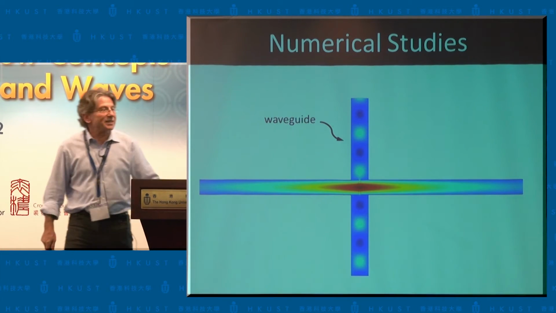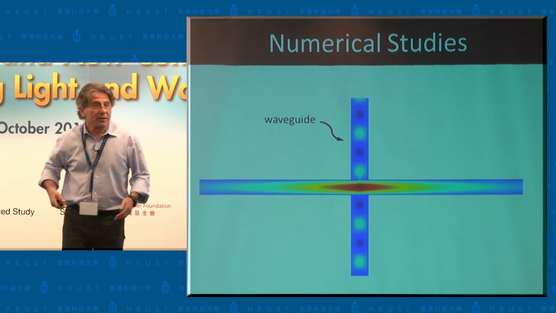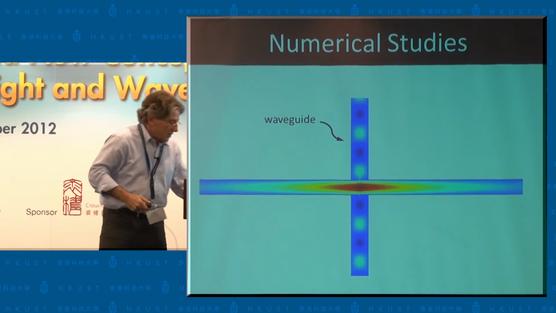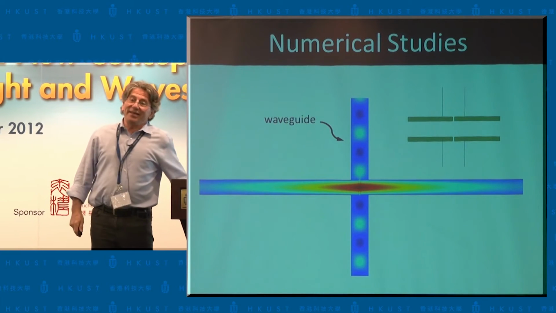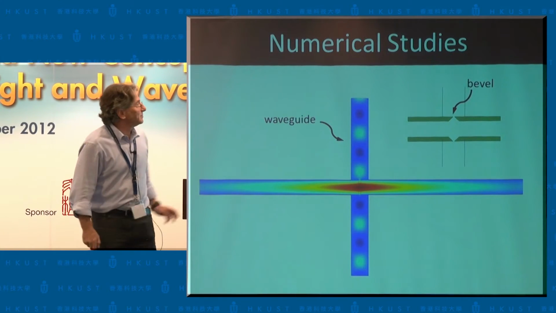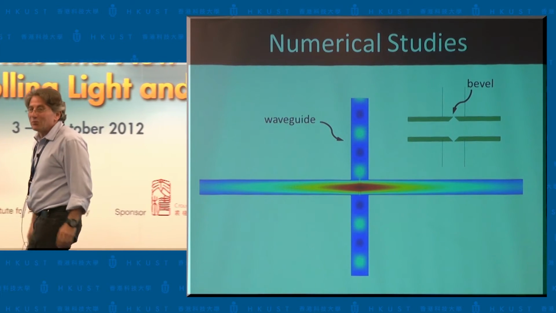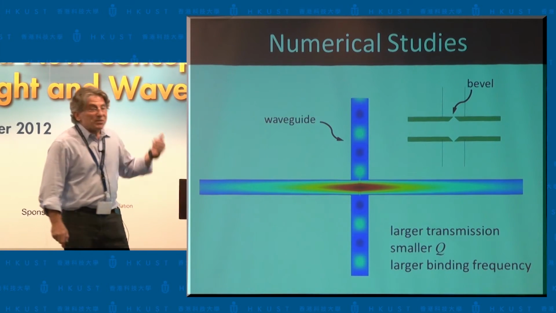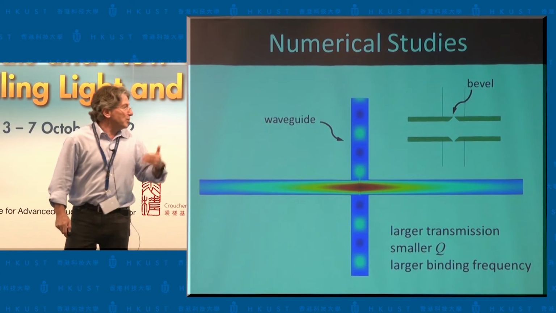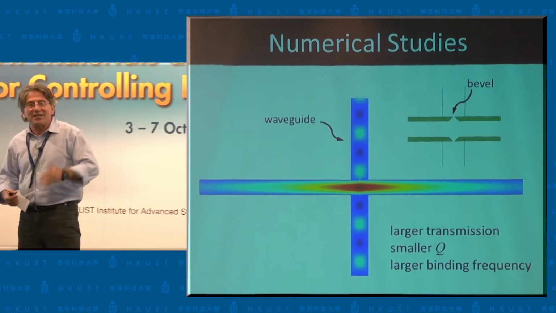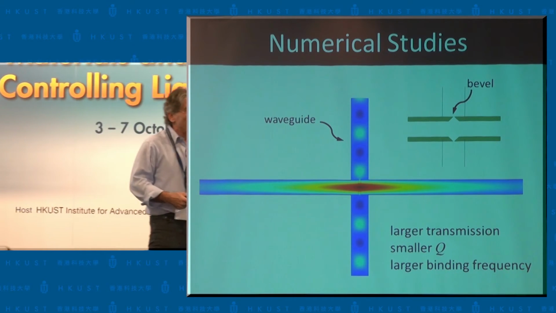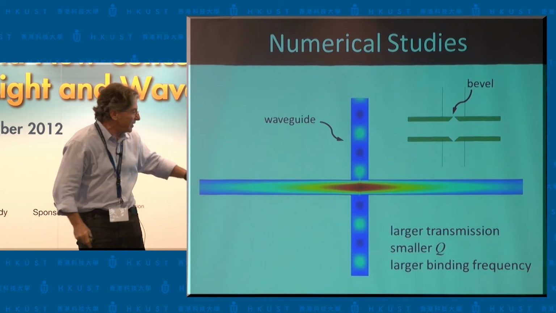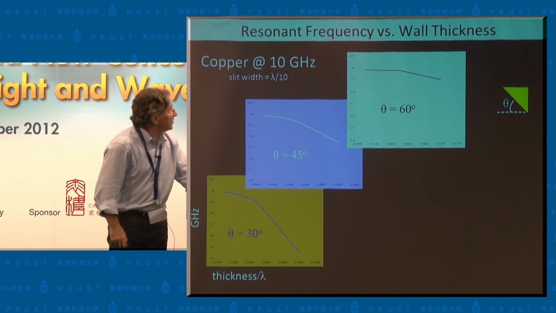Okay, so we did numerical studies using a waveguide, but remember, we are focusing the waveguide down to the wavelength of the light. The trick here is to use a bevel. If you don't use a bevel, it doesn't work quite well. So bevels do 2 things. The transmission is larger, the Q gets smaller, and the binding energy, that is the distance between the position of the resonance and the cutoff, increases. I'll show you numerical data. So a lot of things happen.